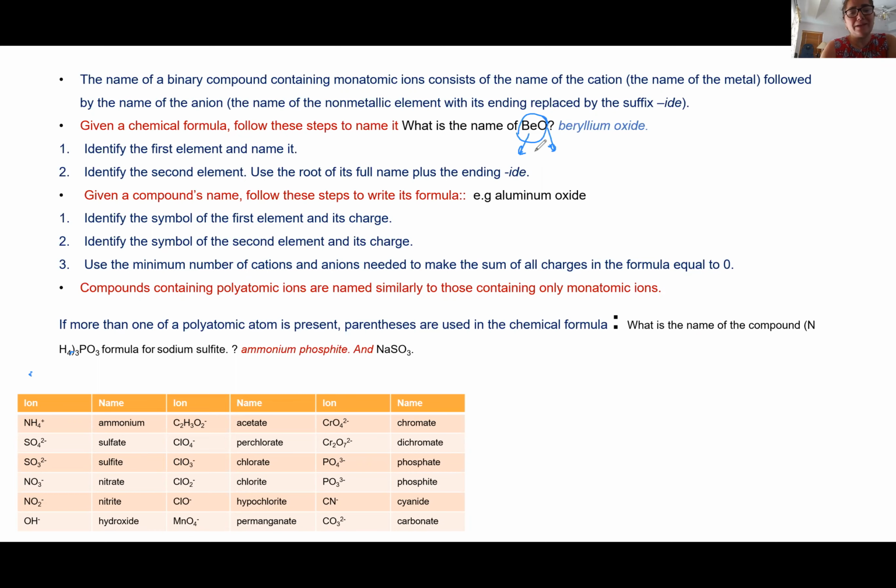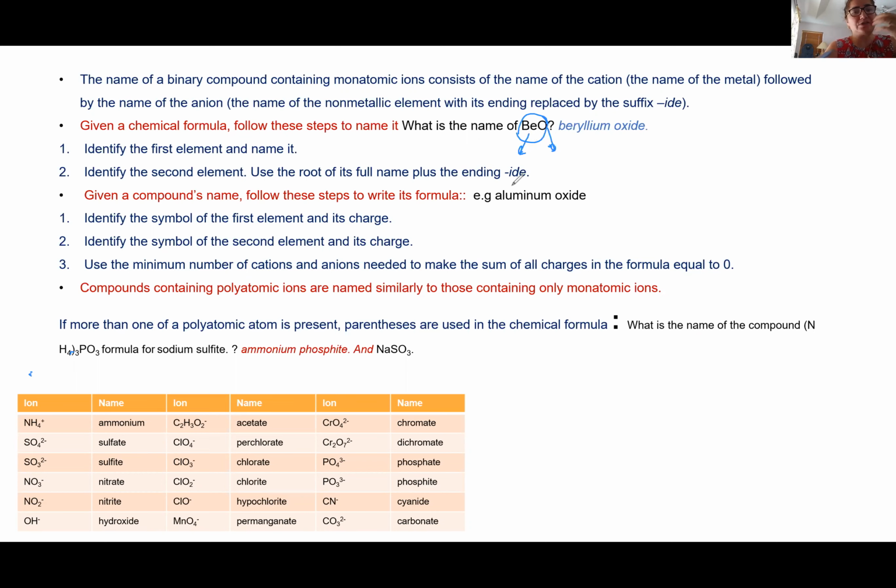What does binary mean? It means that it's made of only 2 types of elements. And if it's ionic, it means that it's coming from metal and non-metal. So you give the name for the first, for the metal. In ionic compound, metal is written first, non-metal is written second. And you always have empirical formula. That means the lowest whole number ratio.